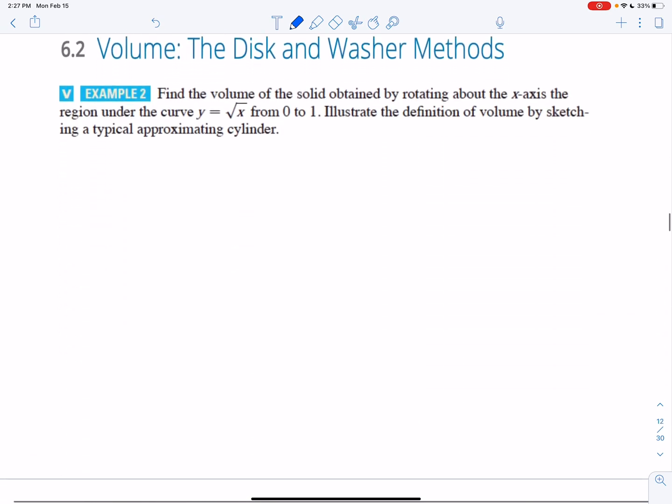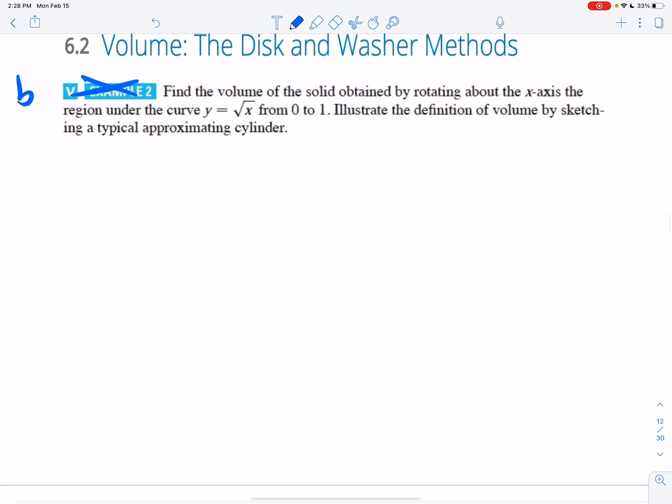Let's try this one, part B. Okay, what I want you to write down, let's shorthand this one here. We want to rotate about the x-axis under the curve of y equals square root of x from 0 to 1. Just write out what I'm highlighting there so we can shorthand it.